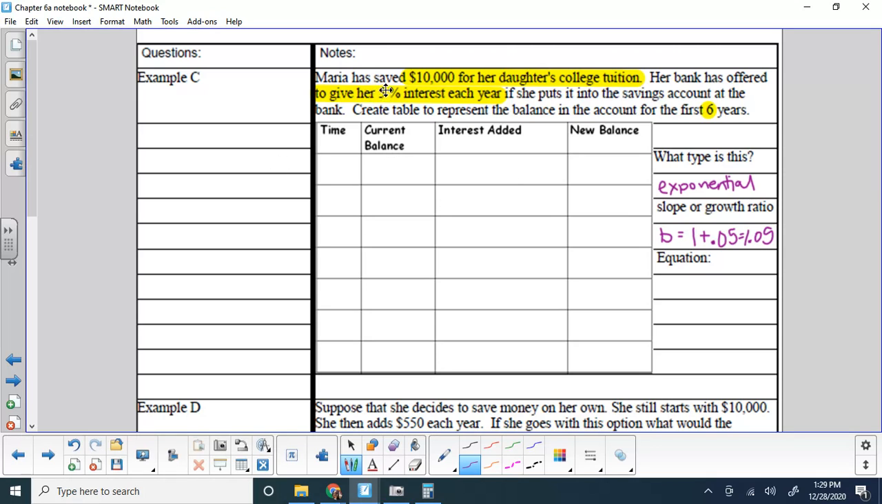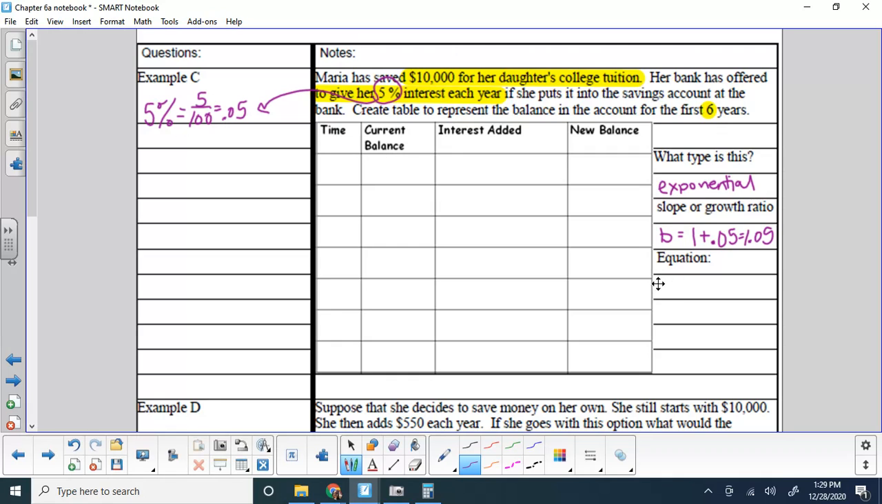Now, the reason I did the 0.05 instead of 5% is that 5% must be converted to a decimal before we can work with it. To convert 5% to a decimal, you take the percent divided by 100, and that's where the 0.05 came from. The reason I added 1 to it is because she gets all of that $10,000 back, but she gets 5% more.